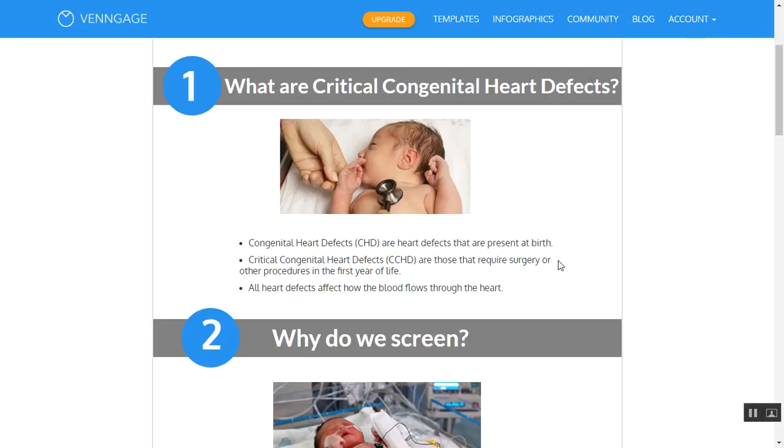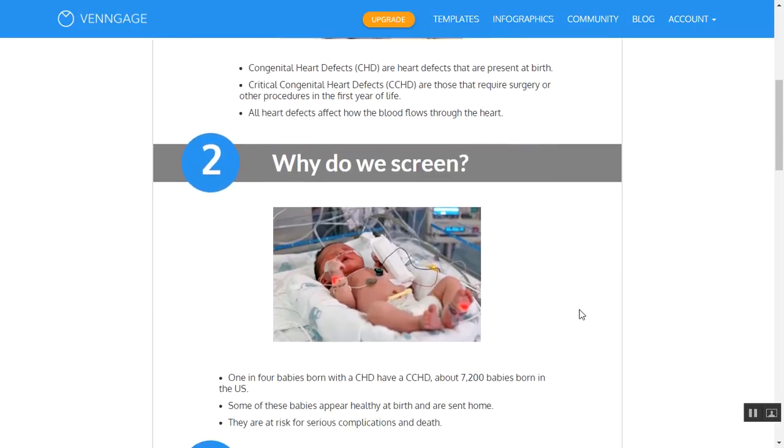Critical congenital heart defects are those that require surgery or other procedures in the first year of life, such as a cardiac catheterization. Many states, including New York, are screening all babies for critical congenital heart defects before discharge from the hospital. And all heart defects affect how the blood flows through the heart.